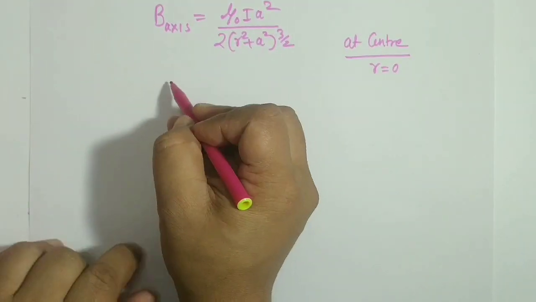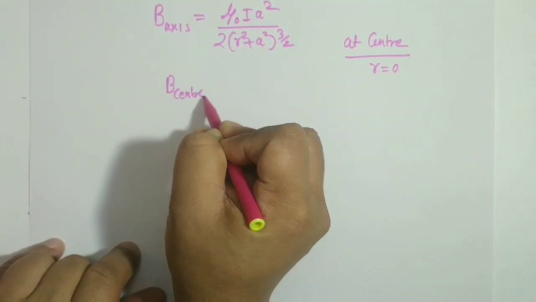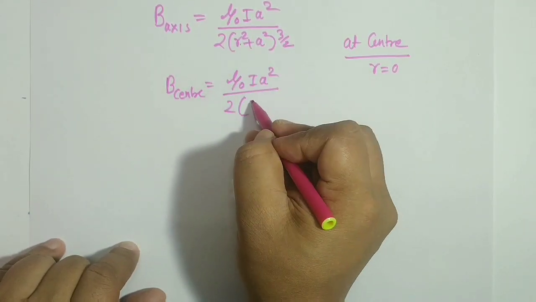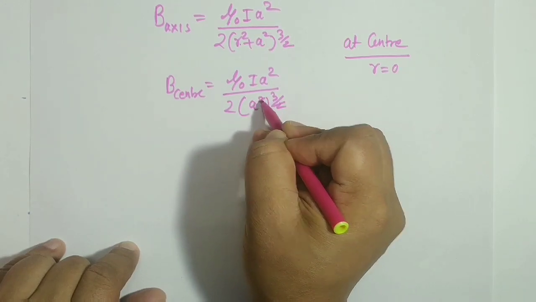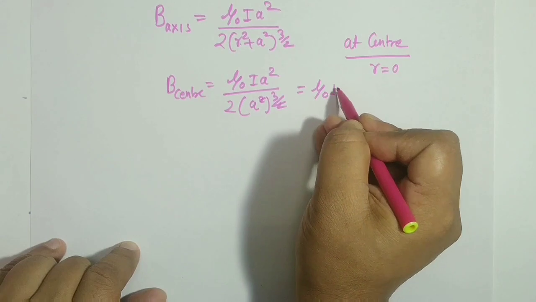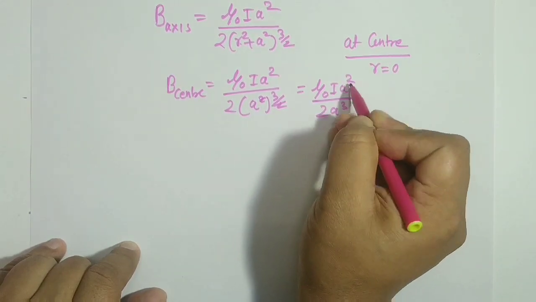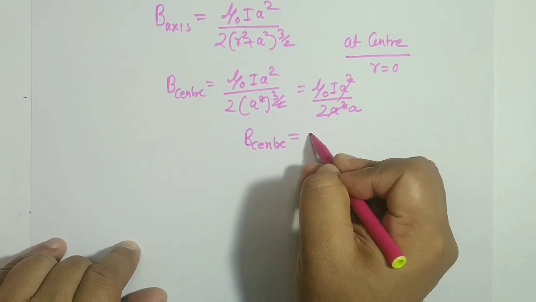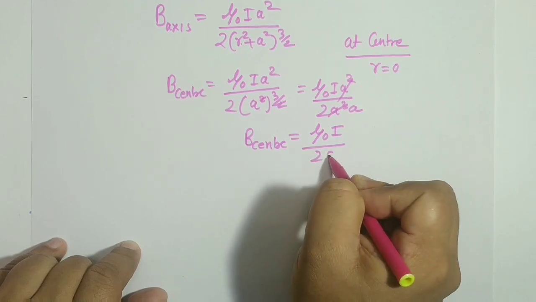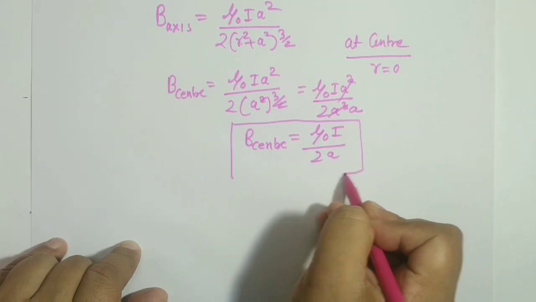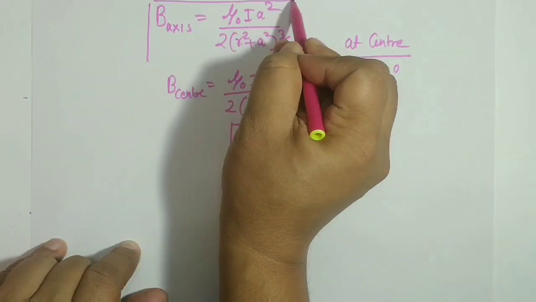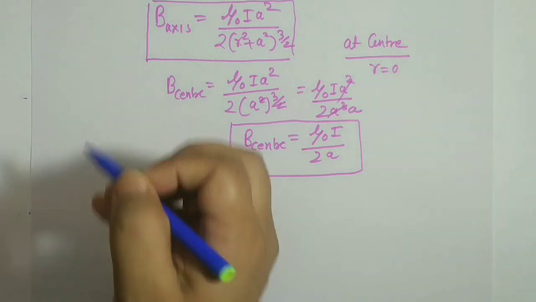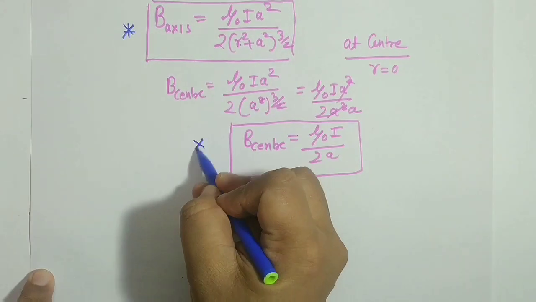You put it here and you will get B center. That is mu naught I A square by 2, and that term becomes 0, so we have A square to the power 3 by 2. The 2 cancels out. We have mu naught I A square by 2A cube. A square, A gone. Finally B center is mu naught I by 2A. You have already done it. This is B center. This is B axis. So now for a circular coil, we have two very important expressions. One is at the axis, one is at the center.